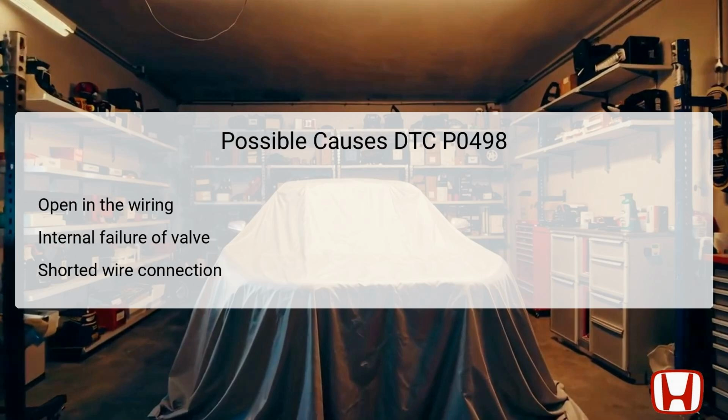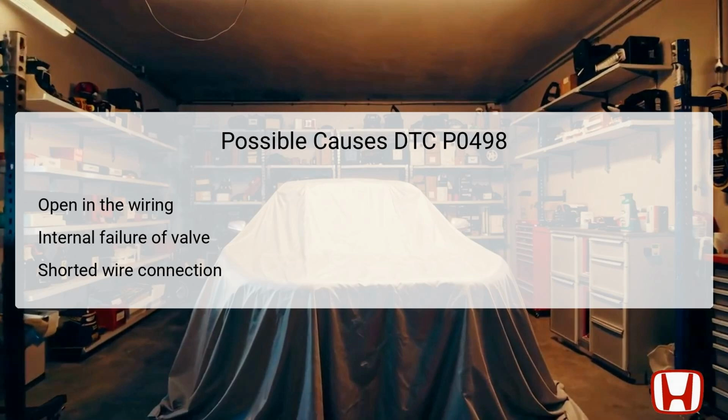When diagnosing DTC P0498, there are several possible causes to consider. First, there may be an open in the wiring, which can occur from wear, corrosion, or physical damage to the wires connecting the EVAP canister vent shut valve. This wiring is crucial as it carries the voltage needed for the valve's operation.